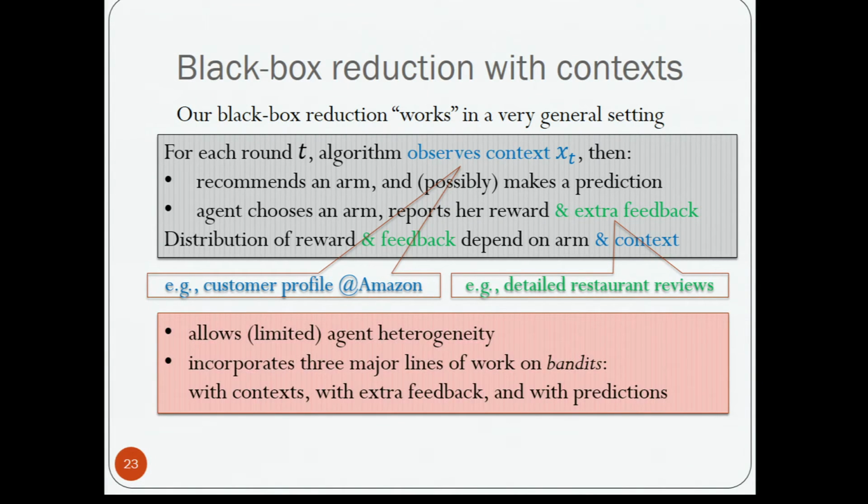And on the economic side, it kind of allows agents to be a little different from one another. On the machine learning side, it essentially allows us to plug in three major lines of work on bandits: one on contextual bandits, one on bandits with more feedback than just a chosen arm, and one on bandits with reductions. And the reduction is completely oblivious to the algorithm, so we can take our favorite algorithm.